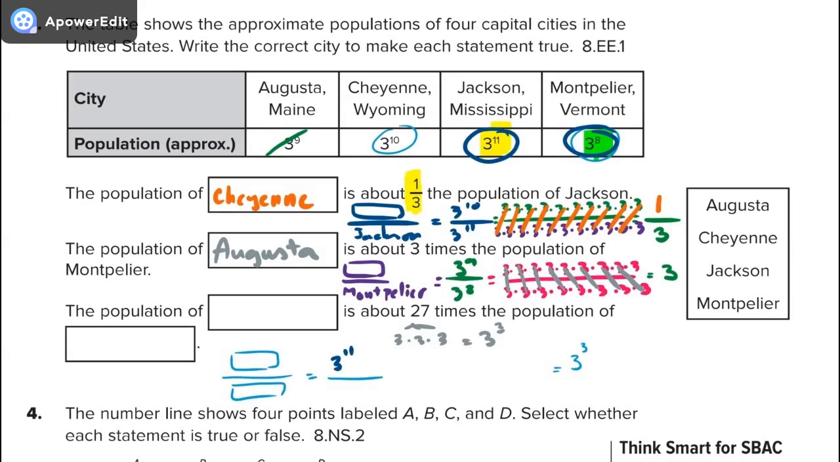3 to the 11 divided by 3 to the 8. You can either list them all out like the last two examples, or you can use the quotient rule of the power. 3 to the 11 minus 8 will give you 3 to the third power, and that's what we're looking for. 3 to the 11 is the population of Jackson City, and 3 to the 8 is the population of Montpelier. So we have Jackson here and Montpelier as the second part.